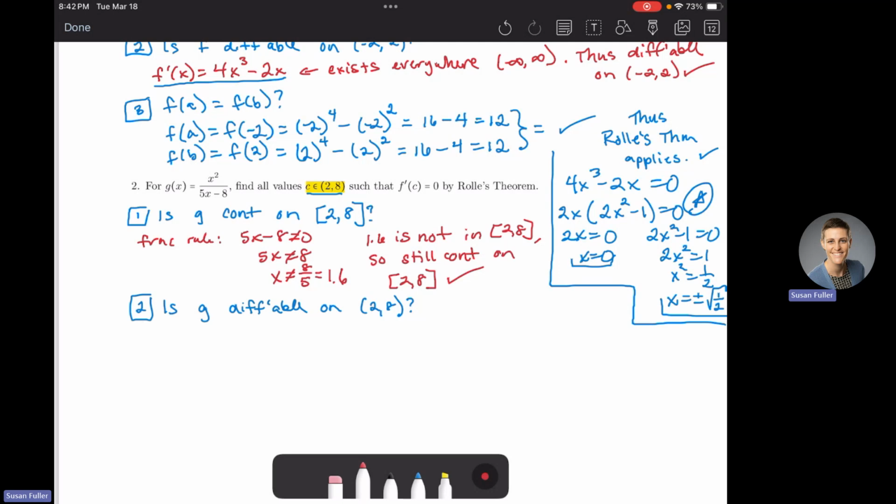Okay, how do we check this one? You got it. We got to find our derivative. And I'm not going to lie, finding the derivative here is not going to be super fun. How do you find the derivative of something that looks like this?